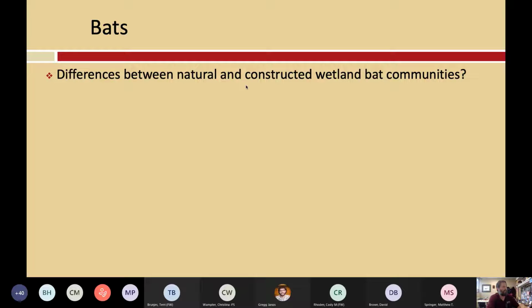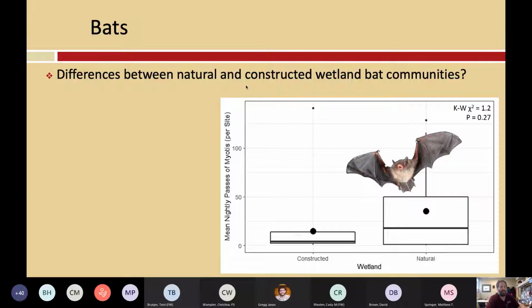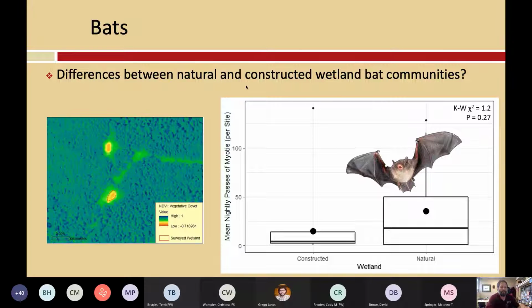In terms of bats, collaborating with Dr. Watson and Dr. Luke Dodd, we did some initial work to ask if there are differences in bat communities, and the question mark is there because the data suggest that there is a difference, but these are preliminary data. These are nightly passes of myotis bats, the ones more predisposed to or affected by white nose, and they tended to have more nightly passes in natural wetlands than constructed, due in part potentially to the hydrology, but also to the vegetative cover. They prefer understory, so there's some relationship between vegetation and bats as well.